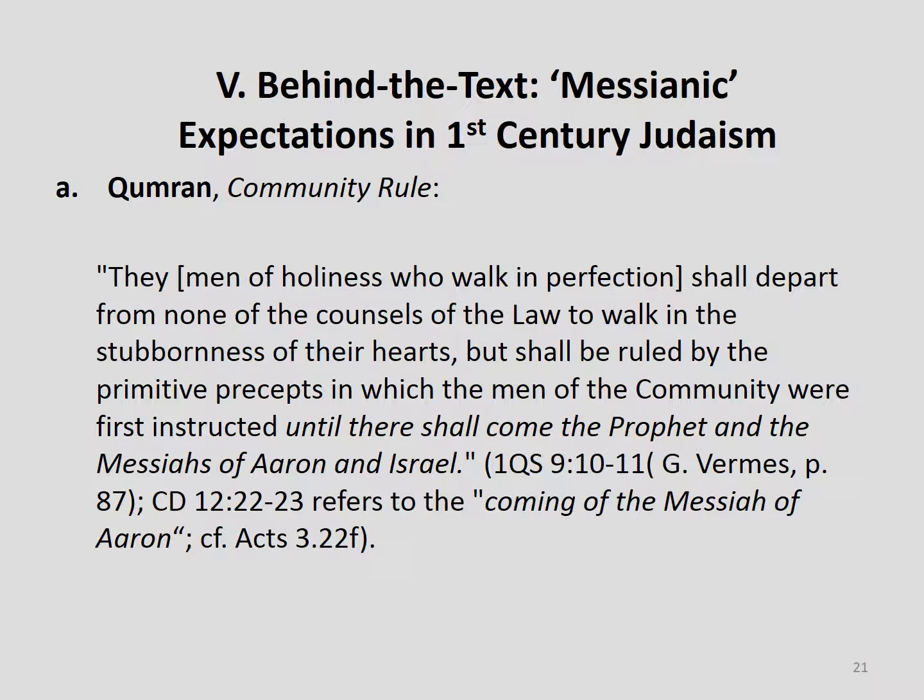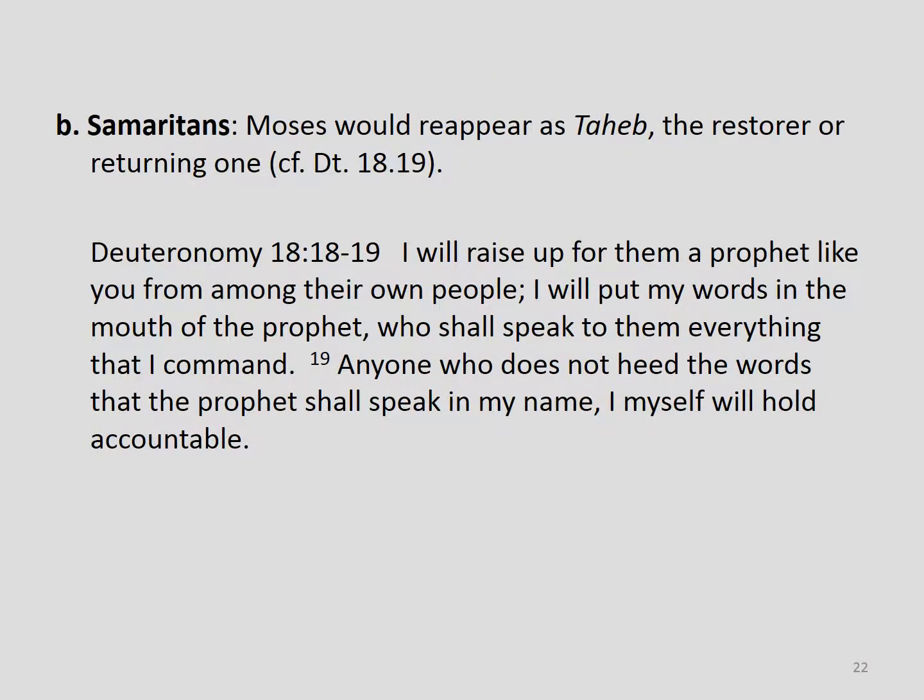And Peter refers to the very same verse that other Jews refer to, which we can turn to now on the next slide. It's Deuteronomy 18, verses 18 and 19. And it's a verse that is very important for the Samaritans and their understanding of the future coming prophetic person, one who is like Moses, who is going to be a restorer. And Deuteronomy 18:18 then begins, "I will raise up for them a prophet like you, Moses, from among their own people. I will put my words in the mouth of the prophet, who shall speak to them everything that I command. Anyone who does not heed the words that the prophet shall speak in my name, I myself will hold accountable." So here we have an idea of a prophet to come who's associated with Moses.